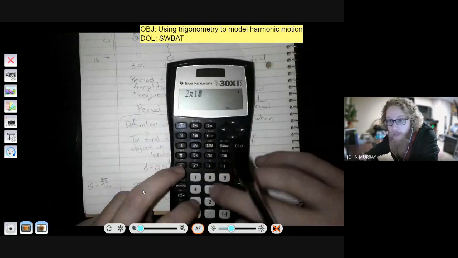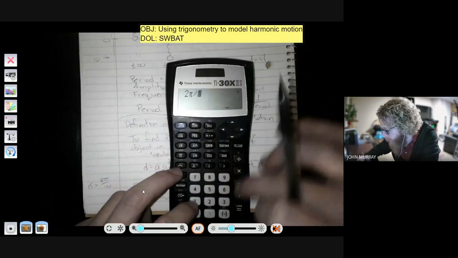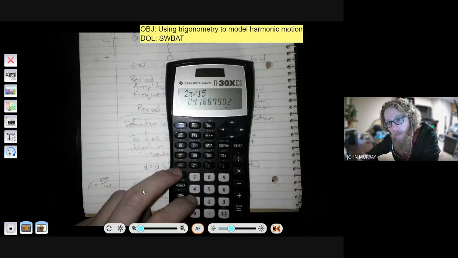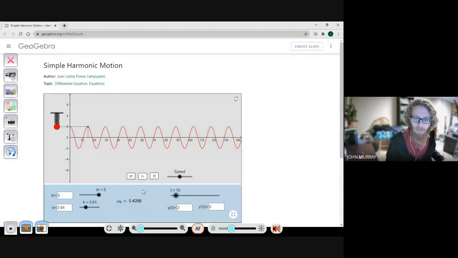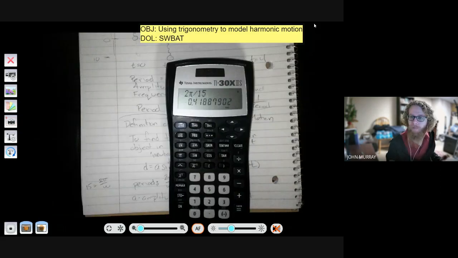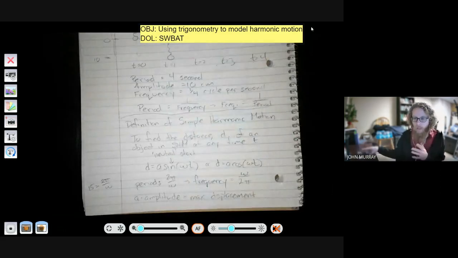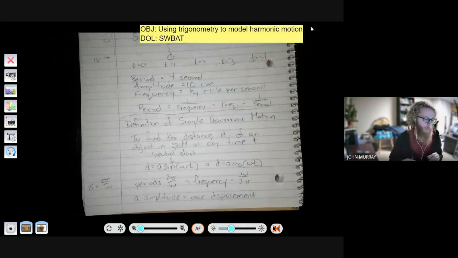2 pi divided by 15, and we see that it's 0.418, which I think should be 0.426. I guess it's not exactly 15, but it's close enough. I just wanted to show you a little actual physical example of what was happening with harmonic motion before we get back into the math part.